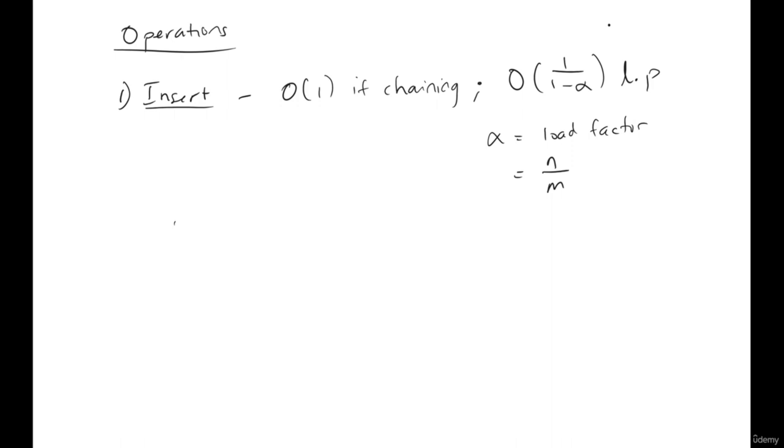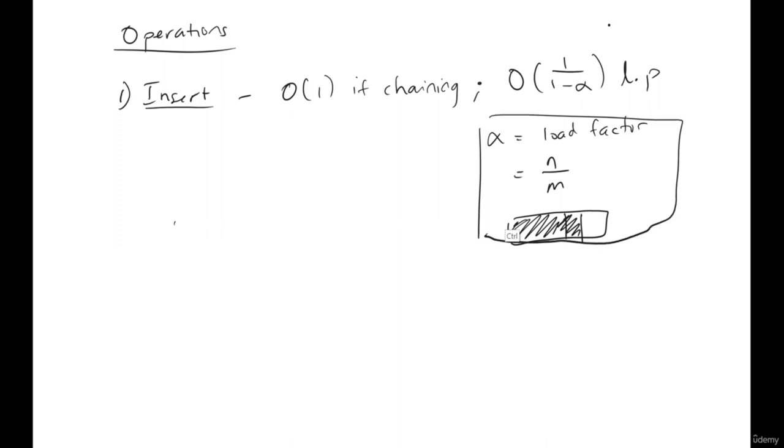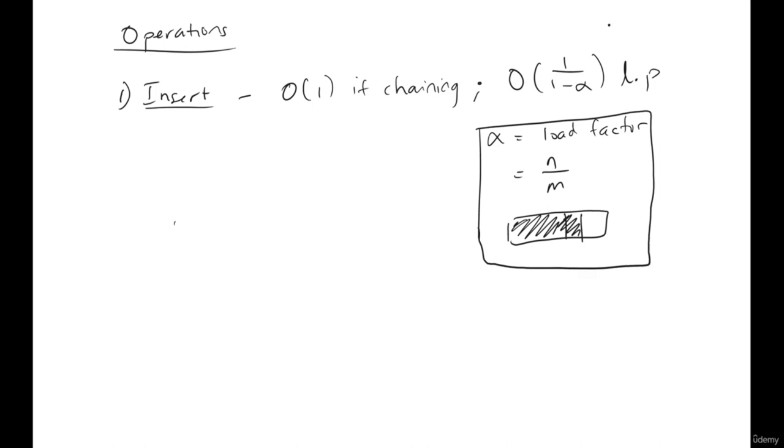And so as alpha gets bigger, as a greater proportion of our table gets filled up with more and more items, this number right here gets smaller, which makes this get bigger, and so the runtime increases. That's a little bit on the load factor that's going to come into play whenever we are analyzing operations here. So let's put a box around that. Now, we should be able to delete an item.